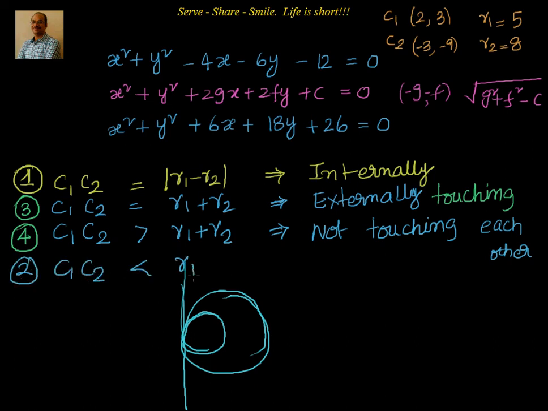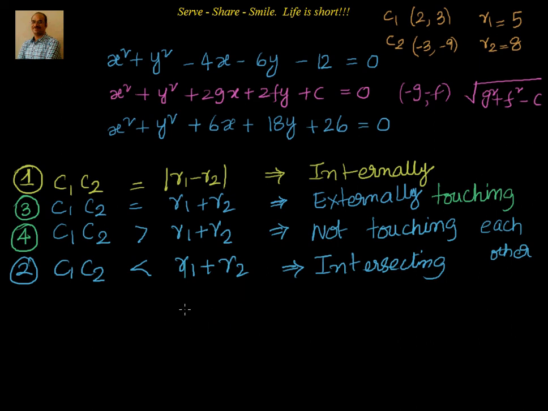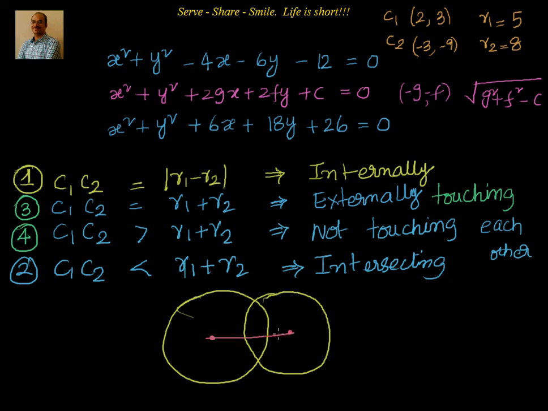Now when will we have two tangents? We will have two tangents when C1 C2, the distance between them, is less than R1 plus R2. Then the circles will be intersecting with each other, and in that case we will have two tangents. Let us say we have a big circle here, and we have another circle. These are the centers of the two circles. You see clearly C1 C2 is less than R1 plus R2. In this scenario you can draw only two tangents. So these are the different scenarios.